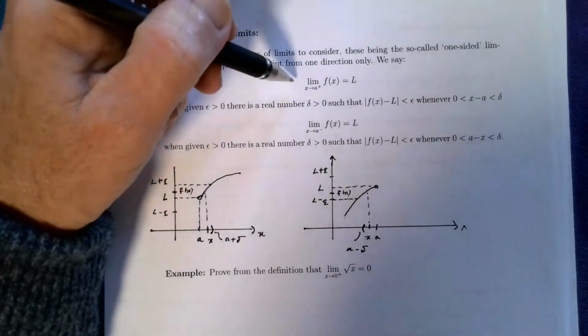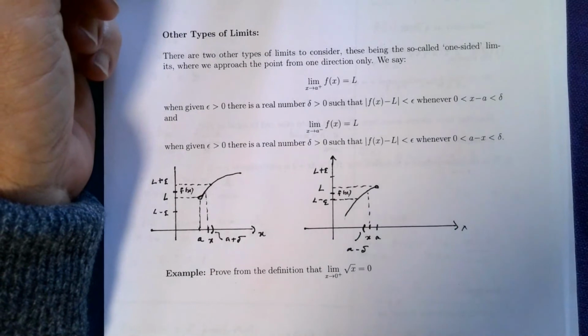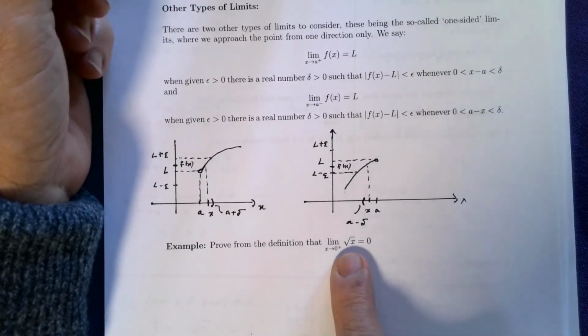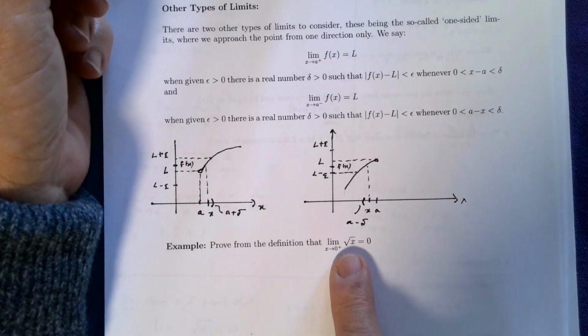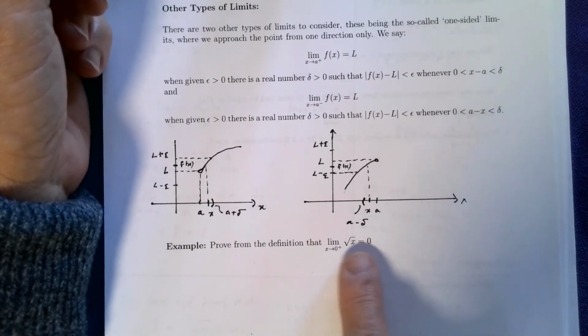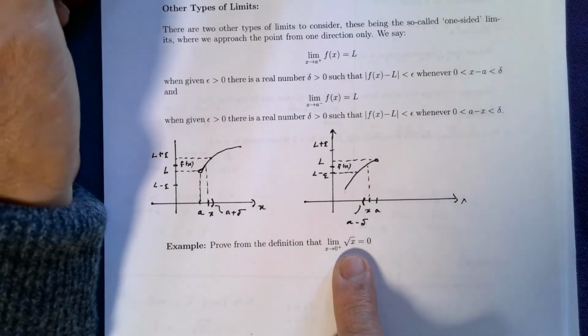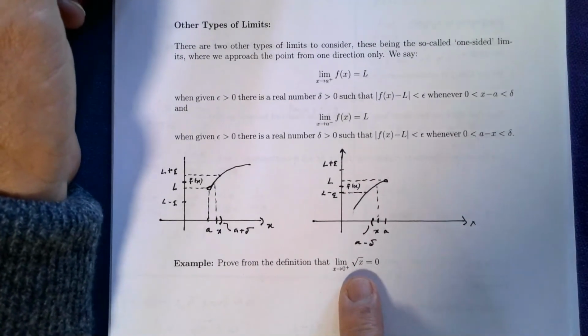Now we need these sorts of limits because we're going to look at a moment a limit like this one down here, and the square root of x, for example, is not defined for x negative. So if I'm going towards 0, I have to go from 0 to the right of 0, not from the left. That's why we need these special left and right limits.